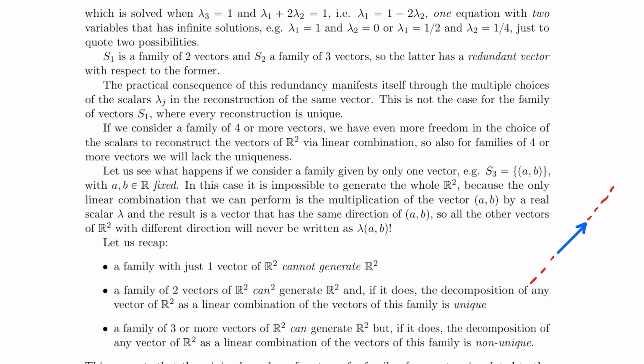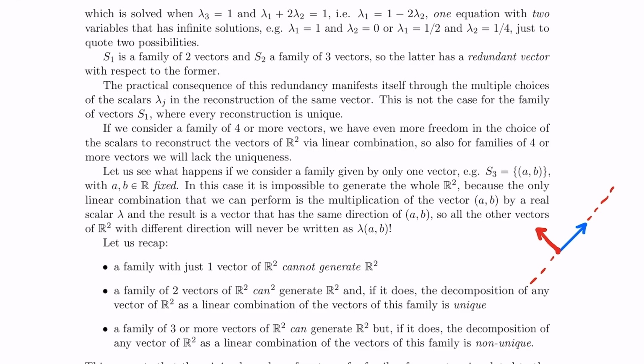And so all the vectors that we can reconstruct by this one through linear combination, that is multiplication by a scalar, are those that belong to the direction, to the straight line defined by this vector here. For this reason, it is clear that this family S3 cannot generate the whole R2. In fact, if you want, consider this vector here. Then you can see that this vector doesn't belong to the straight line defined by the original vector, and so we cannot represent it through a linear combination of this vector.